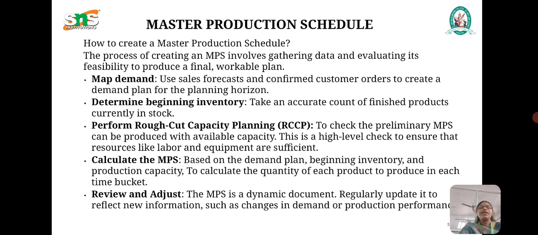Review and adjust. So we have to review and adjust the dynamic document, regularly updating it to reflect new information, such as changes in demand or the production performance. So we have to review and adjust the master production schedule. So exactly, this master production schedule is a very important aspect for any organization to deal with the demands and deal with the capacity and further process of the organization. As we saw earlier, it aligns the sales and the production.